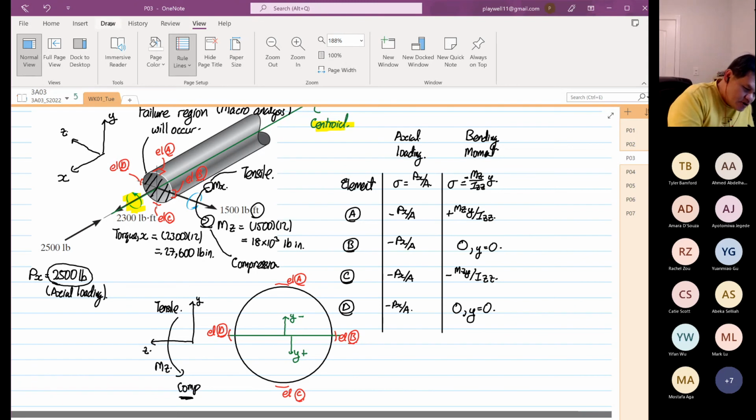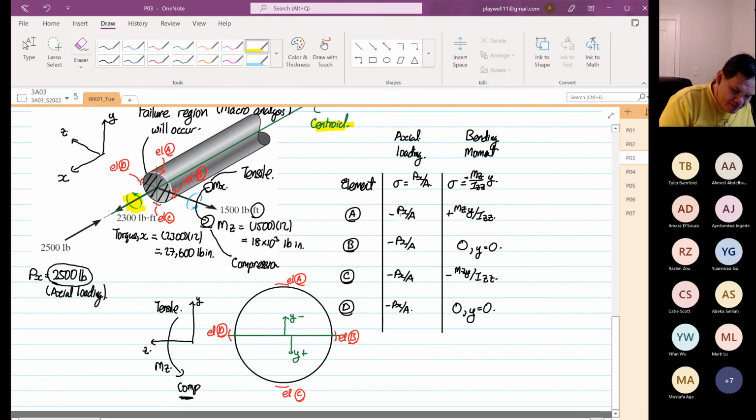Why? Because of this. If you look at A, the normal stress due to axial load is negative. The normal stress due to bending moment is positive. But if you look at point C, they are both negative. So it's going to have the highest magnitude, right?